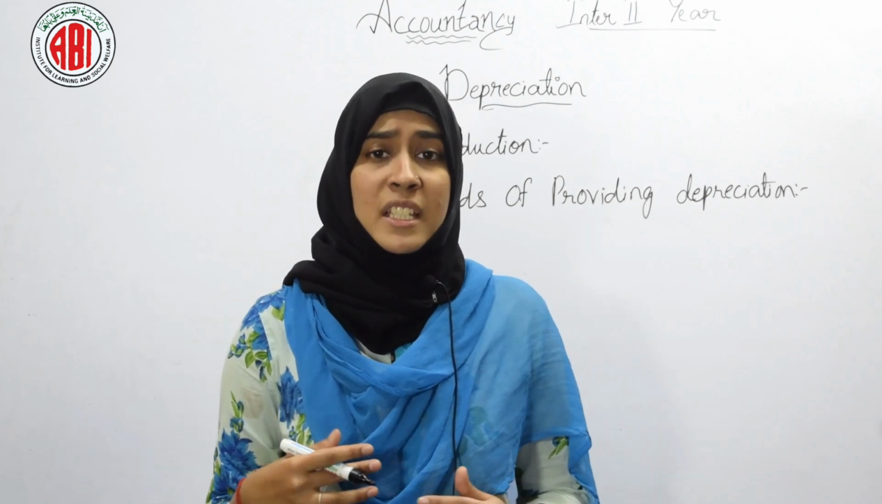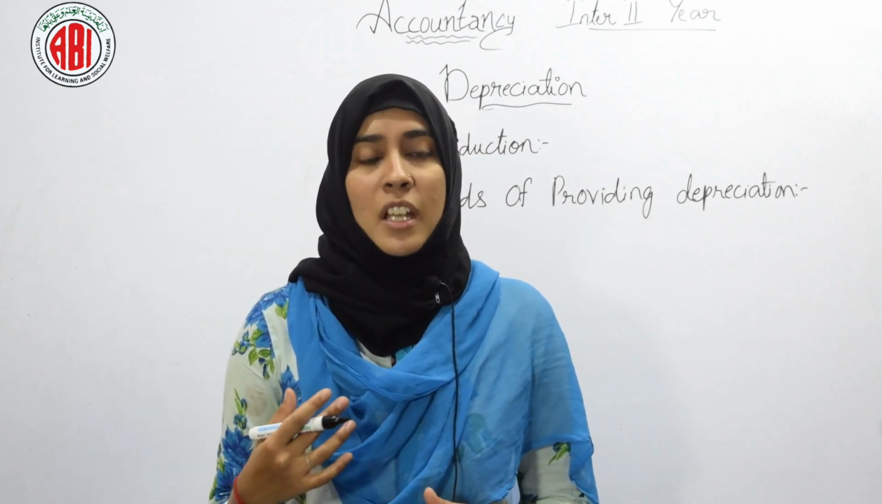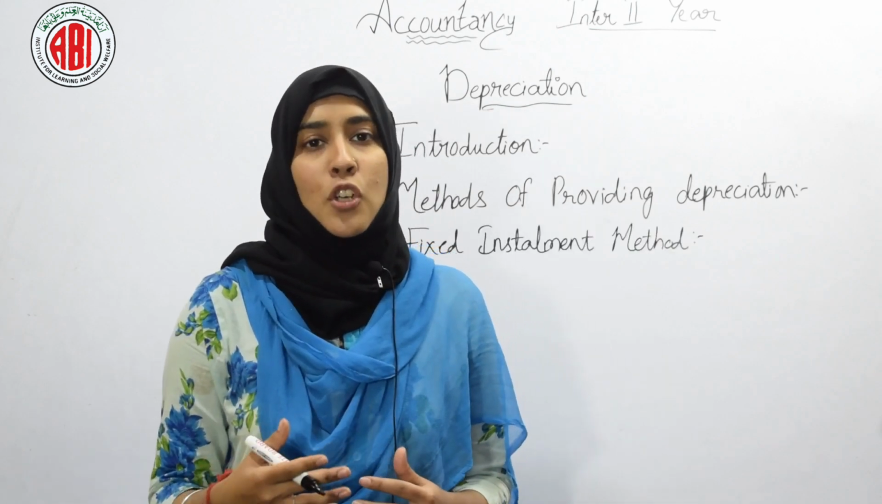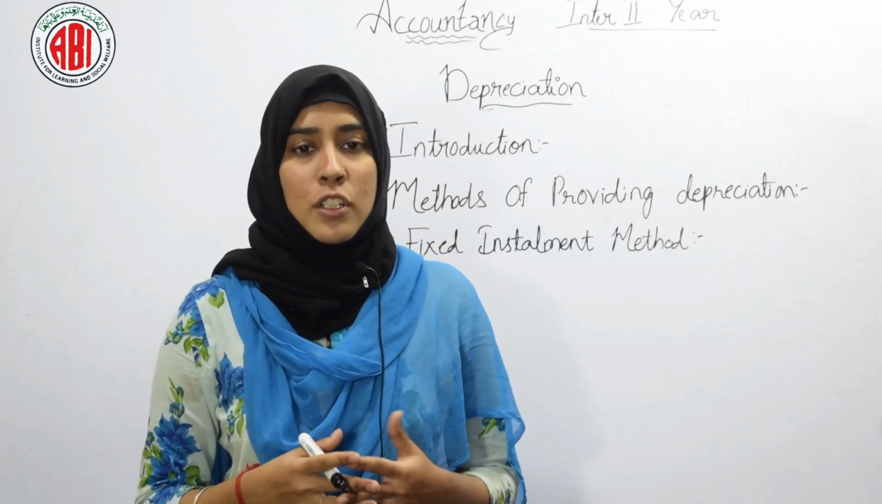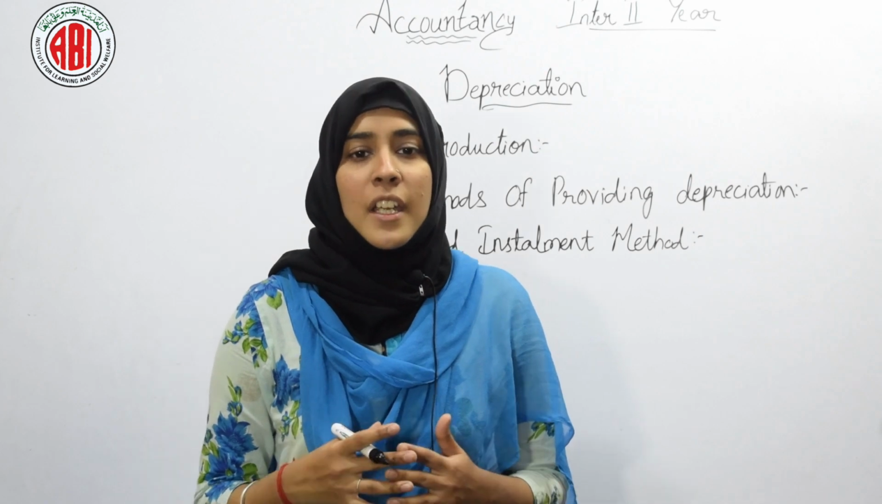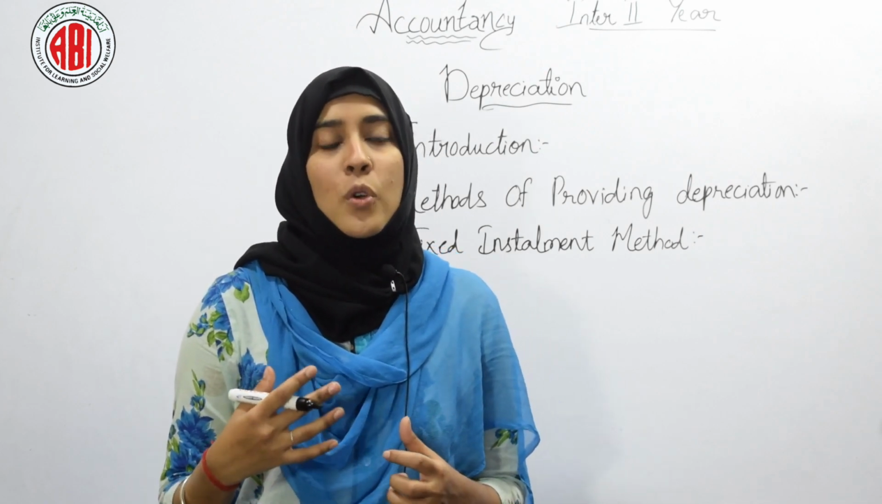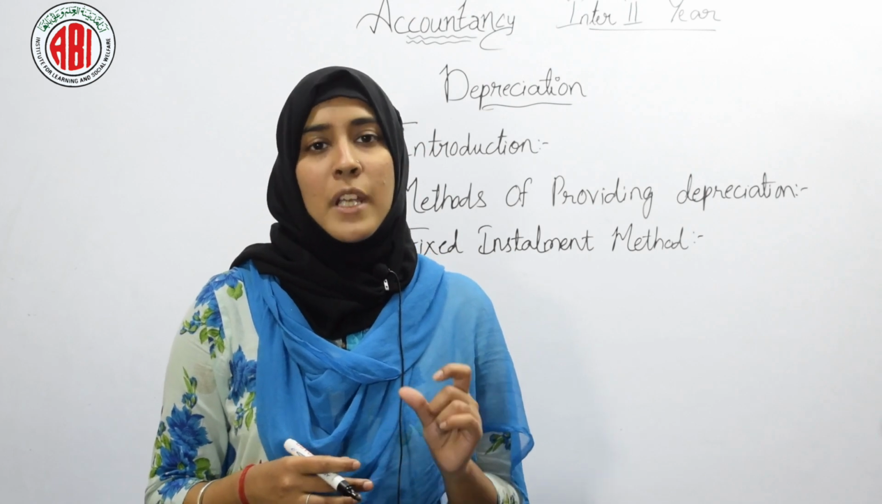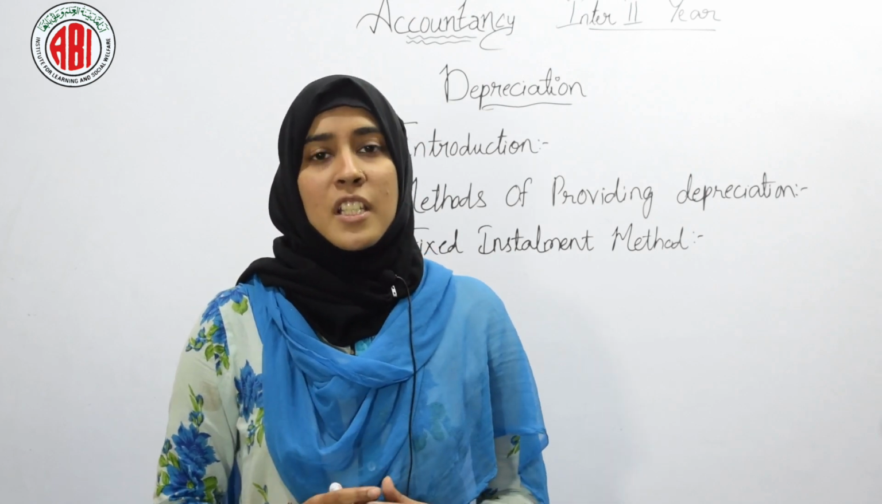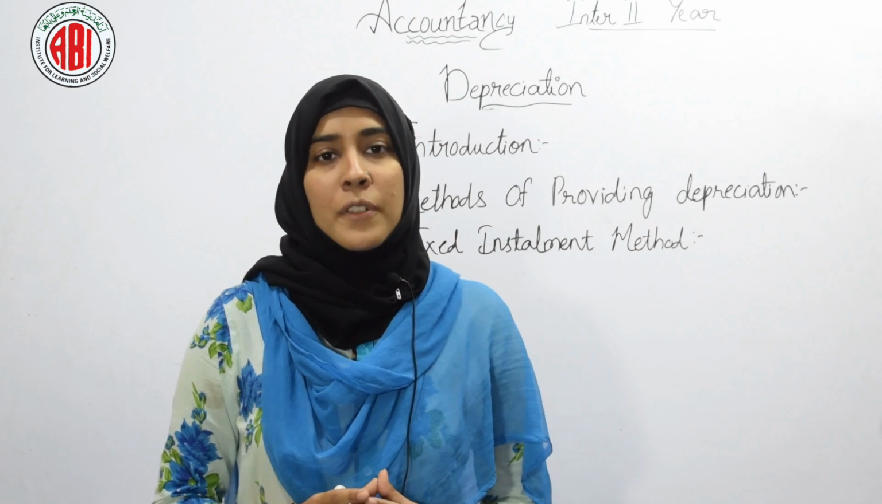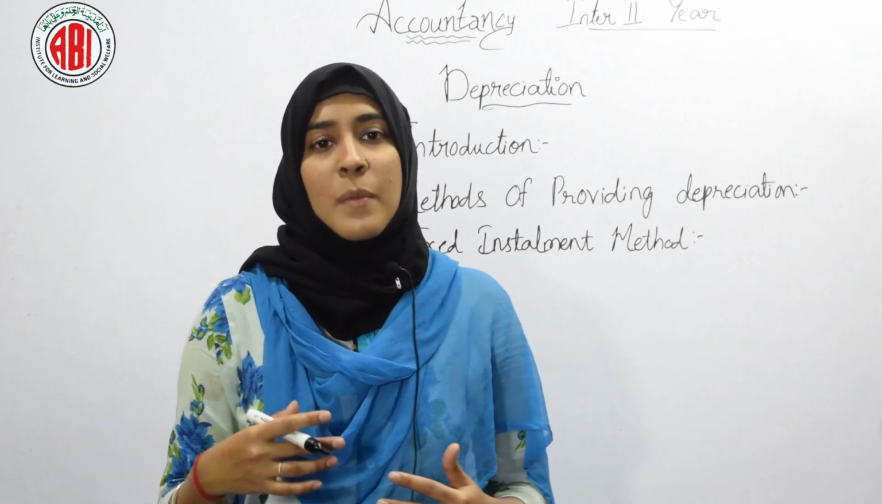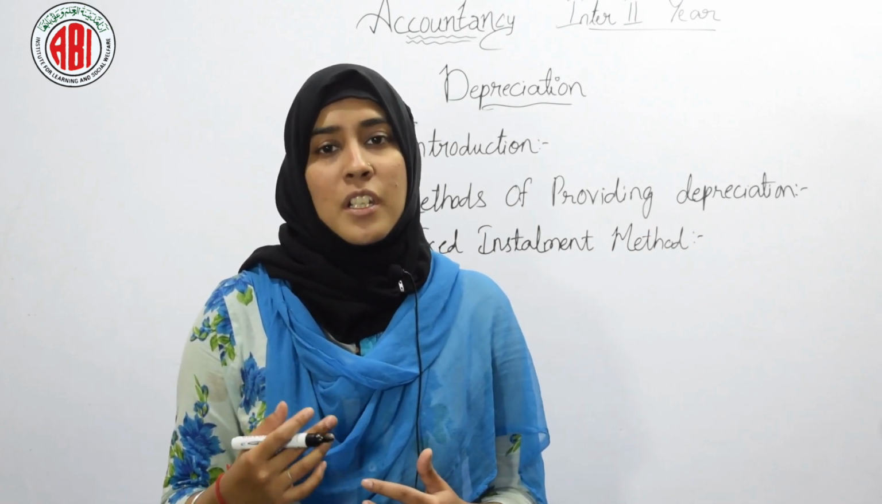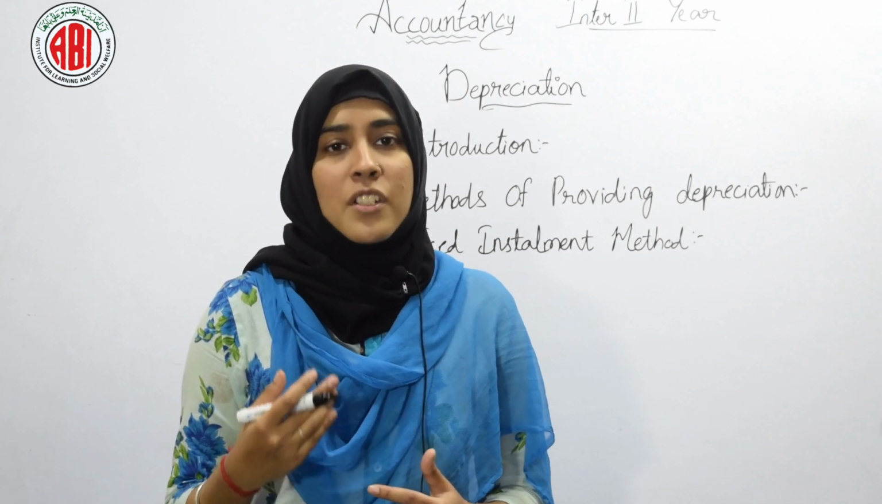So the various methods of depreciation are, first one is fixed installment method. It is also called the straight line method. Here we will provide depreciation at a fixed rate, meaning the same percentage of depreciation will be applied every year. This is the most common method of charging depreciation, and this method is suitable for machinery, buildings, furniture, etc.